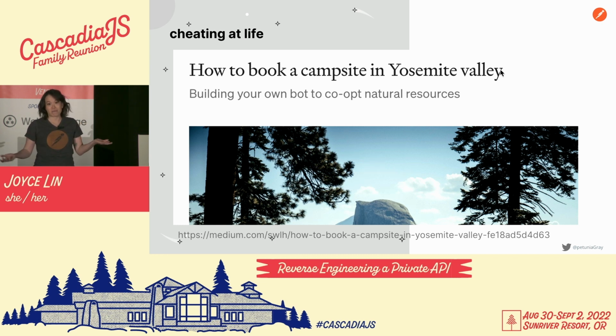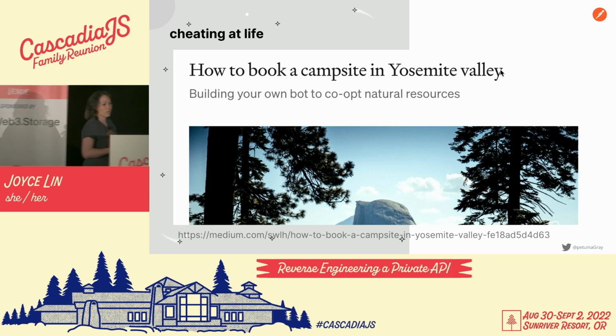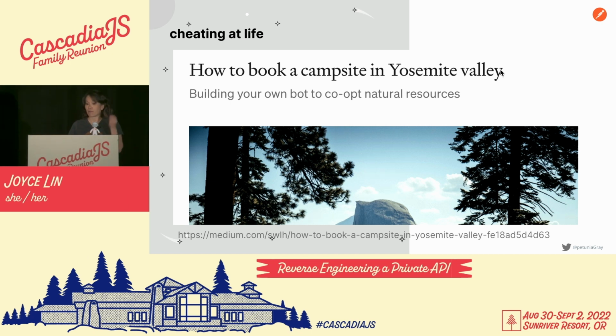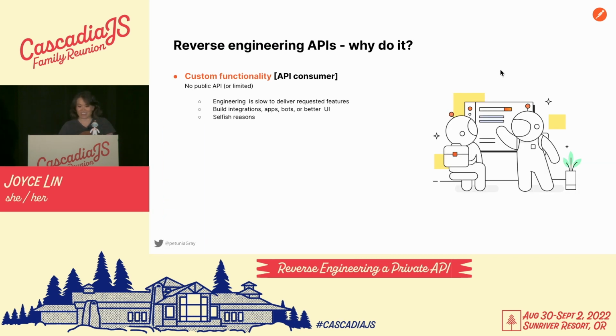Well, they have a web API. So I figured out a way to book a campsite in Yosemite Valley by reverse engineering APIs. Okay, sorry if that inflamed anybody here. I know this is probably not the crowd for it.